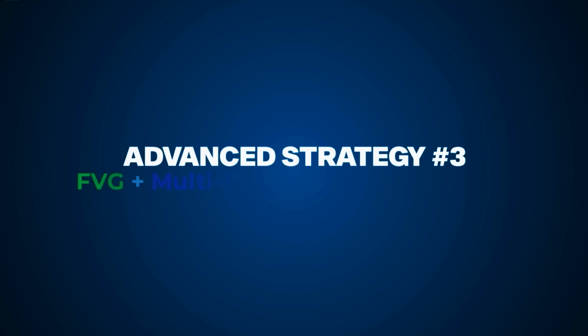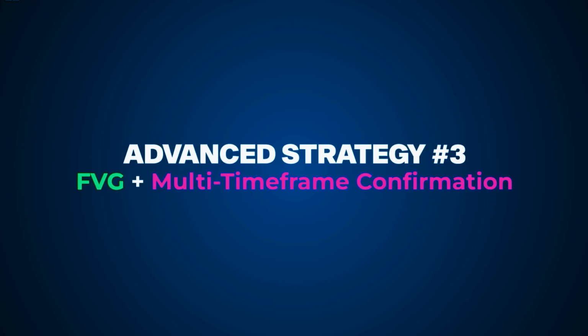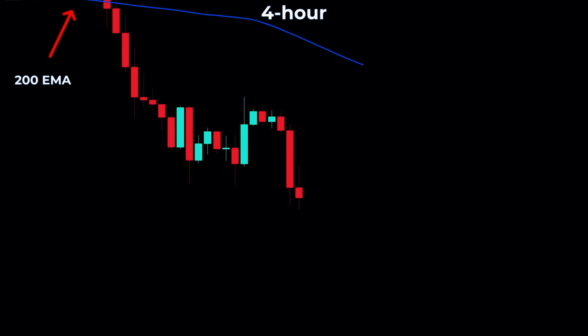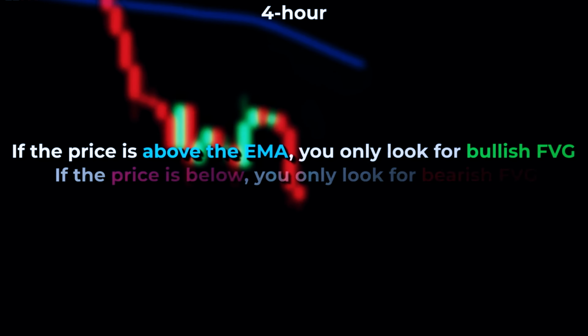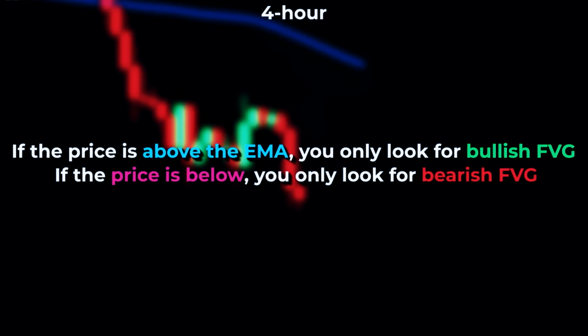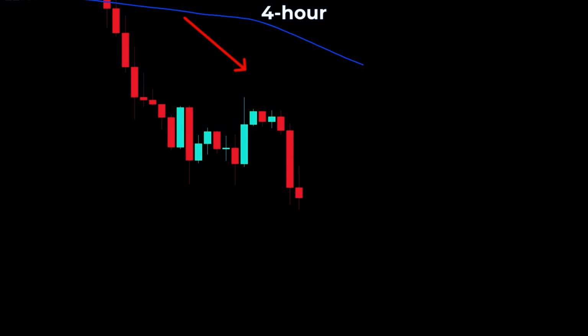Advanced strategy number 3. In this strategy, we're combining fair value gap trading with multi-time frame confirmation. First, start by choosing a time frame, preferably higher time frames, like the 4-hour chart. Next, identify the long-term trend using the 200-period EMA indicator. The EMA helps to ensure that we're trading in the same direction as the long-term trend. If the price is above the EMA, you only look for bullish fair value gaps. If the price is below, you only look for bearish fair value gaps.